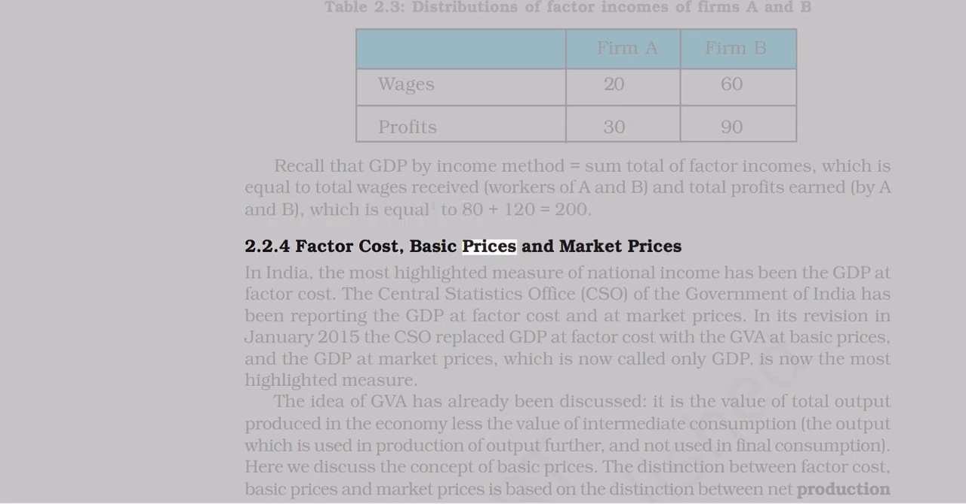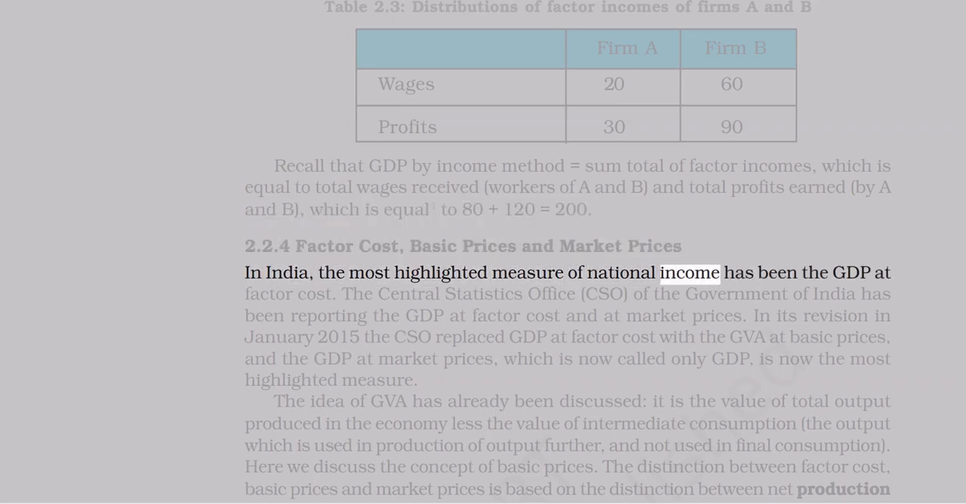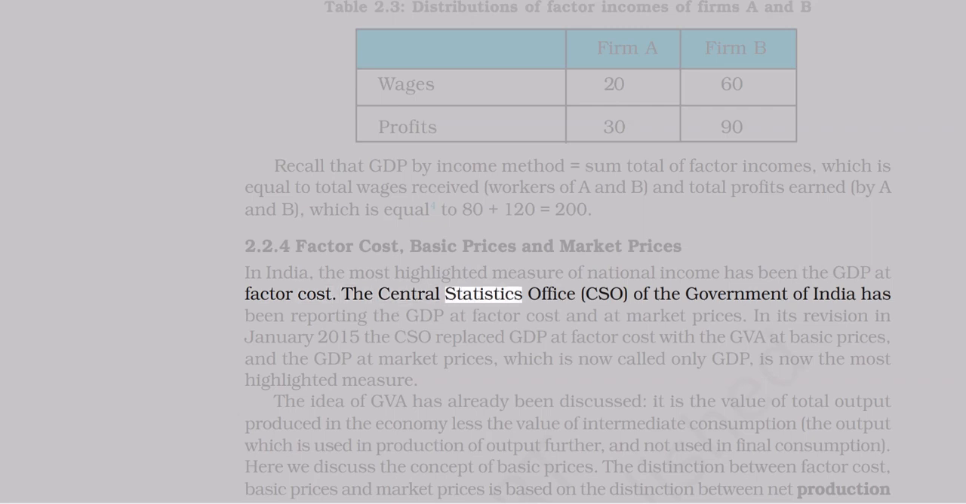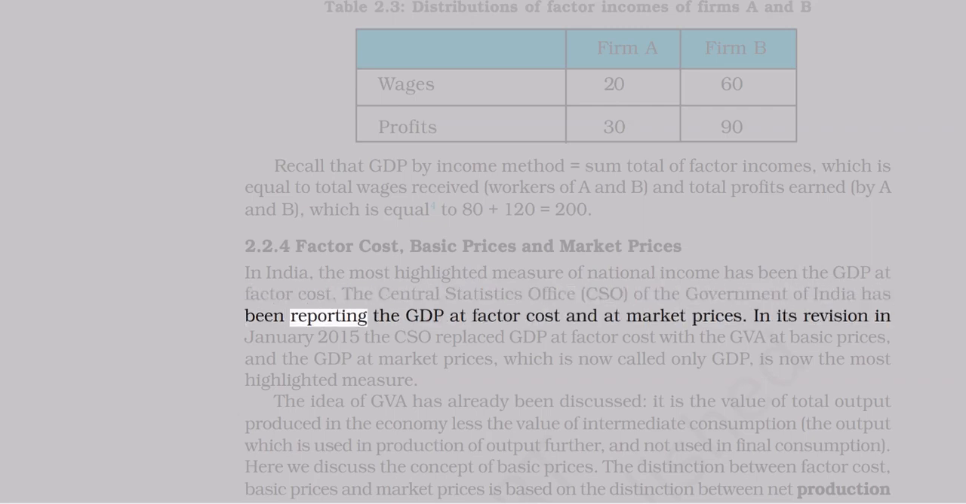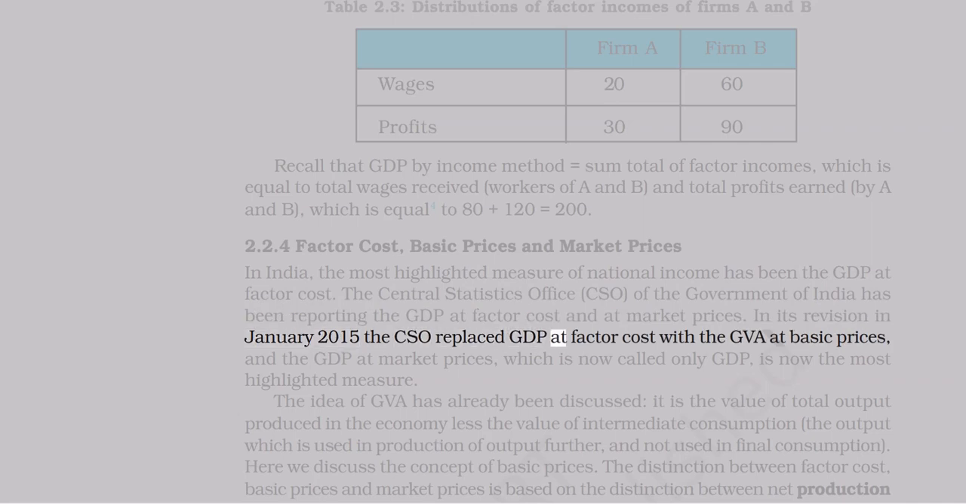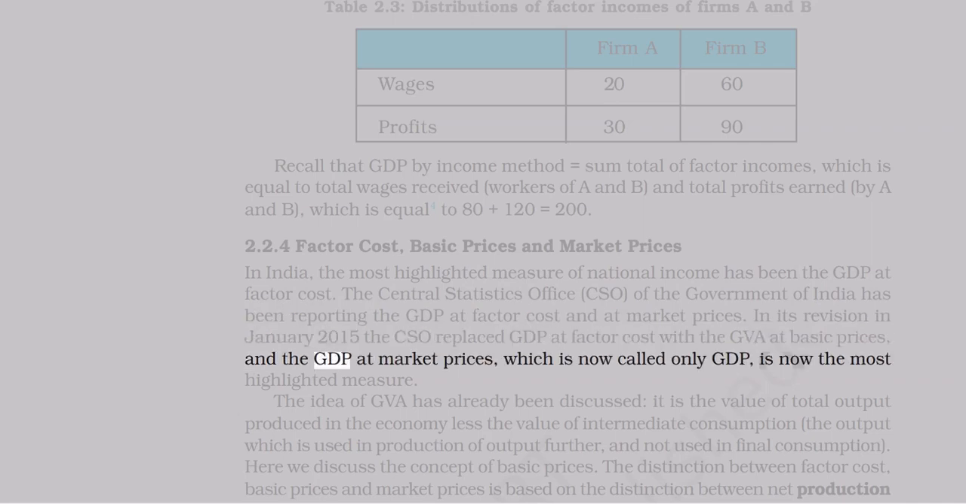2.2.4 Factor cost, basic prices and market prices in India. The most highlighted measure of national income has been the GDP at factor cost. The Central Statistics Office, CSO, of the Government of India has been reporting the GDP at factor cost and at market prices. In its revision in January 2015, the CSO replaced GDP at factor cost with the GVA at basic prices, and the GDP at market prices, which is now called only GDP, is now the most highlighted measure.